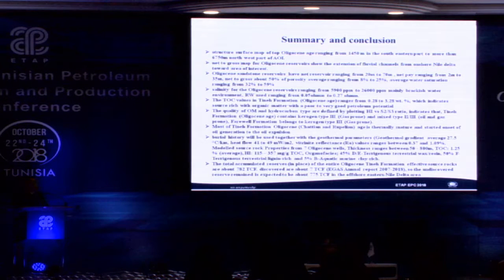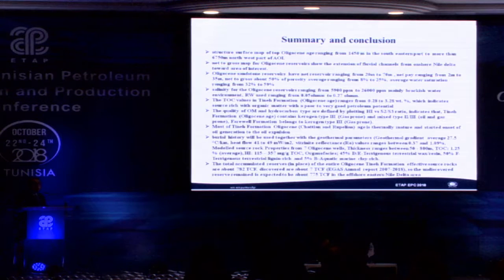Net to gross map for Oligocene bars show the extension of fluvial channel from the onshore Nile Delta toward the north offshore area. Oligocene sandstone reservoir have net reservoir from 20 meters to 70 meters, net pay from 2 meters to 35 meters, net to gross about 50%, and porosity ranging from 8 to 25%. The average water saturation ranging from 32 to 59.